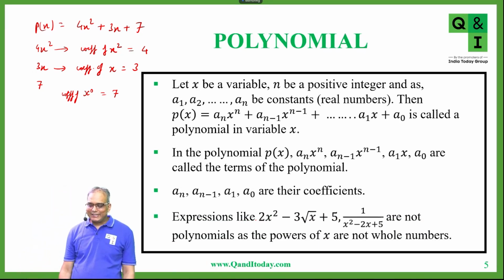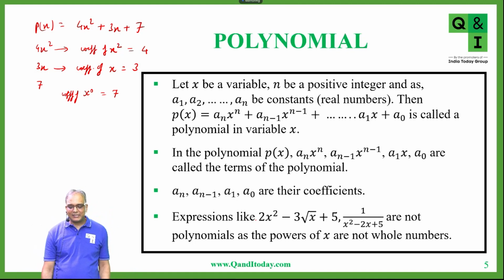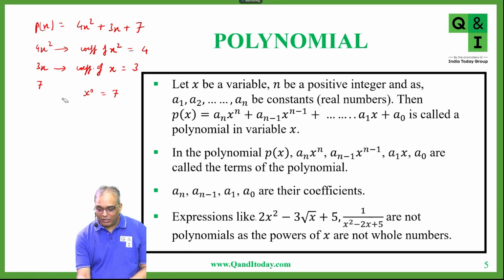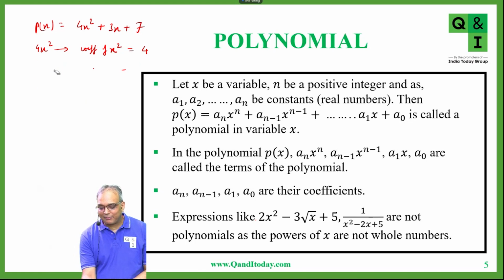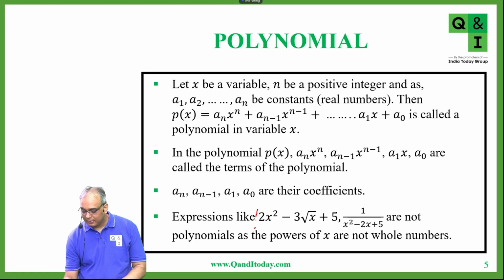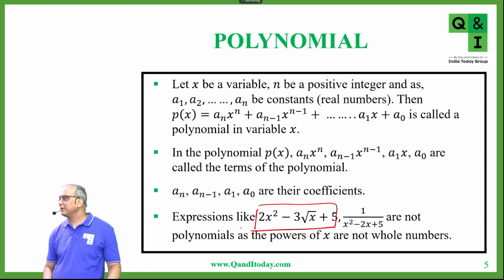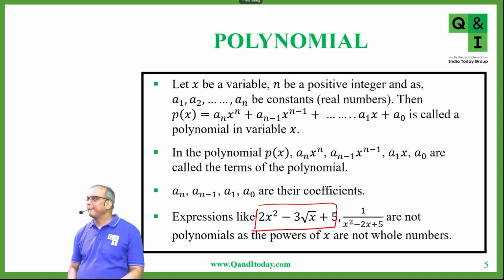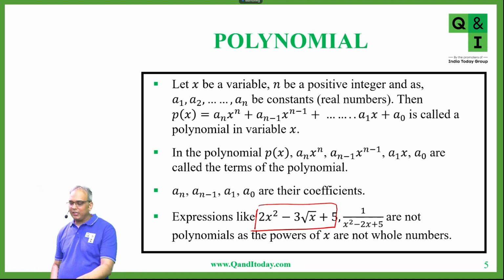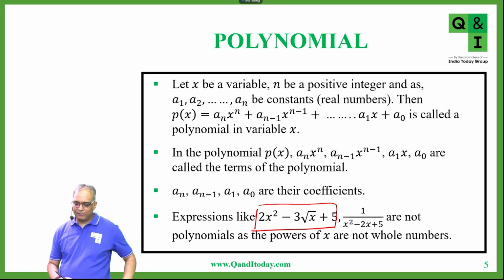You can see the algebraic expression 2x square minus 3 root x plus 5 is not a polynomial. Why is 2x square minus 3 root x plus 5 not a polynomial? Who is going to tell me? Why is this not a polynomial? Sir, because the x to the power is in root. Yeah, so here, yes, Anay, you also wanted to answer. Why is it not a polynomial, please?